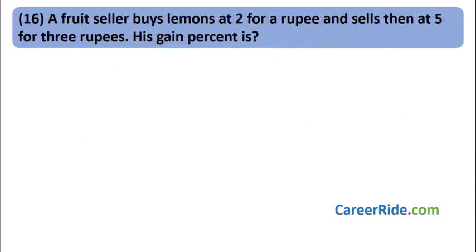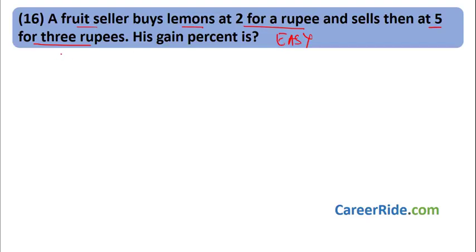Question number 16. A fruit seller buys lemons at 2 for a rupee and sells them at 5 for 3 rupees. His gain percentage, again this is very easy, you might not have many values over here, okay, but I'll tell you how to solve this. Just like in percentage we took arbitrary values like generally 100 and something like that, same way we'll do over here. Let us see how.